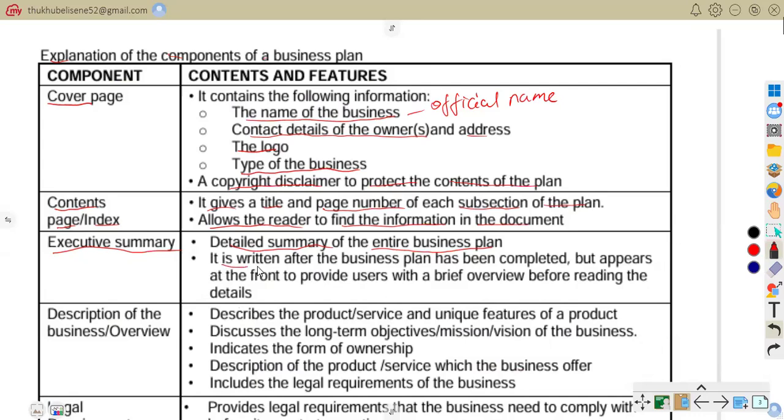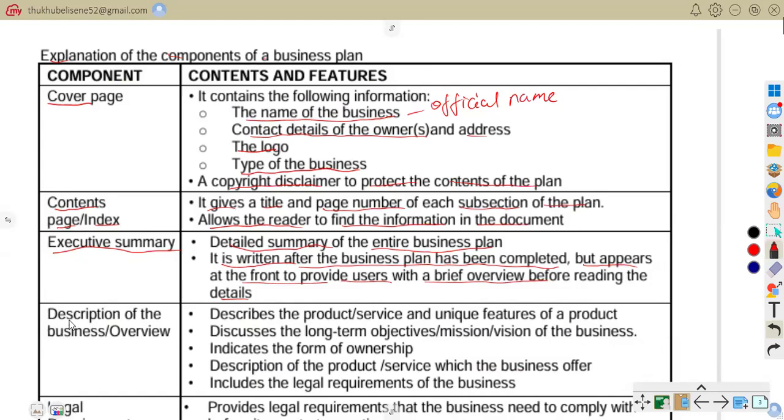It is written after the business plan has been completed, but appears at the front to provide users with a brief overview before reading the details. It is written last because it summarizes the completed plan, but it appears first because readers see it first.